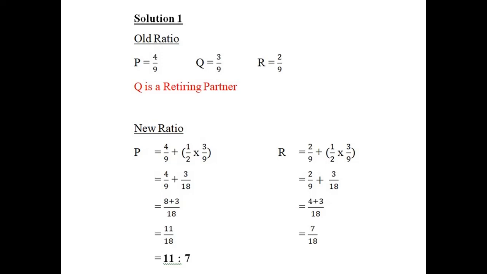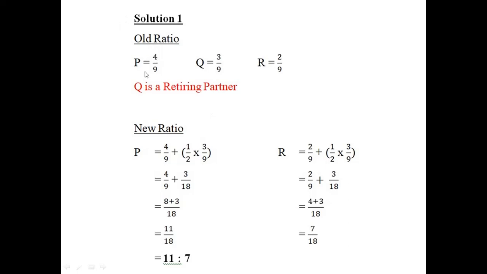P, Q, and R were partners in a firm sharing profits in the ratio of 4 is to 3 is to 2. Q retired and his share was divided equally between P and R. Calculate the new profit sharing ratio of P and R. So as you can see in the question, P, Q, and R were partners. Now let us have a look here on the screen.